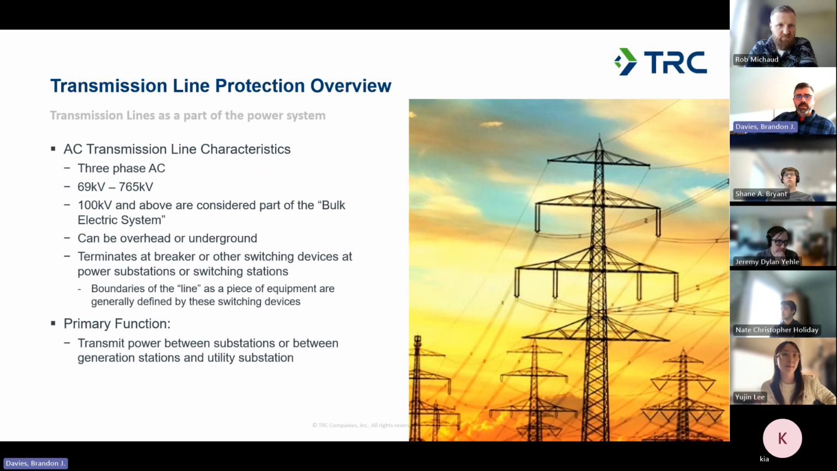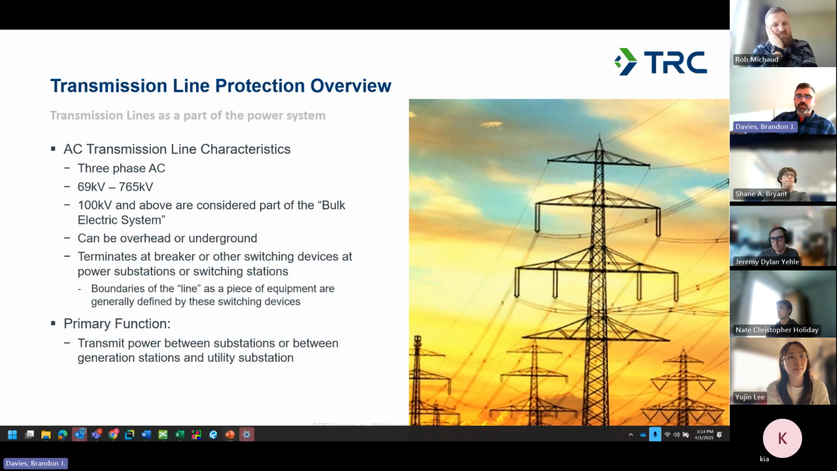So starting the discussion about transmission lines, I want to start at the very basics. Obviously, everybody here has had some power background in classes, but I think it's important to frame any protection discussion around the equipment that you're trying to protect. So we're going to talk a little bit about characteristics of AC transmission lines, and then what makes up the transmission system, both physically and electrically.